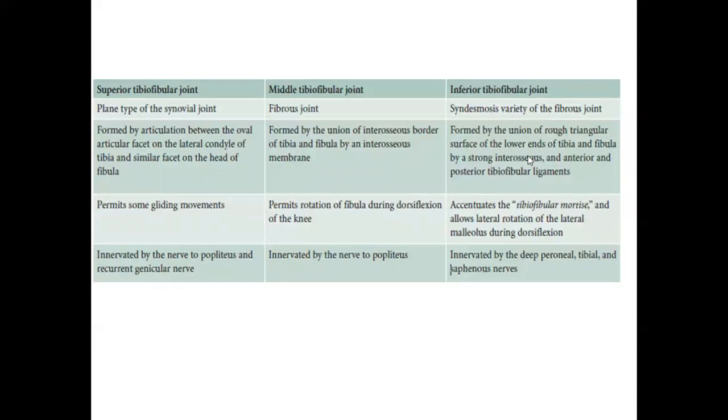Whereas the inferior one, it is formed by the union of the rough triangular surface of the lower end of tibia and fibula, and they are joined together by an important interosseous ligament and an anterior and a posterior tibiofibular ligaments.